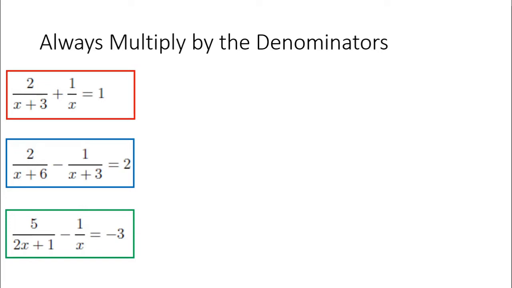Now, in these three equations, there are actually two fractions in each of these equations. So I'm going to need to multiply all of the terms by the denominators of both of the fractions, starting with this one in red. First, I'm going to multiply everything through by the x and everything through by the x plus 3, using brackets to make sure it's kept clear.